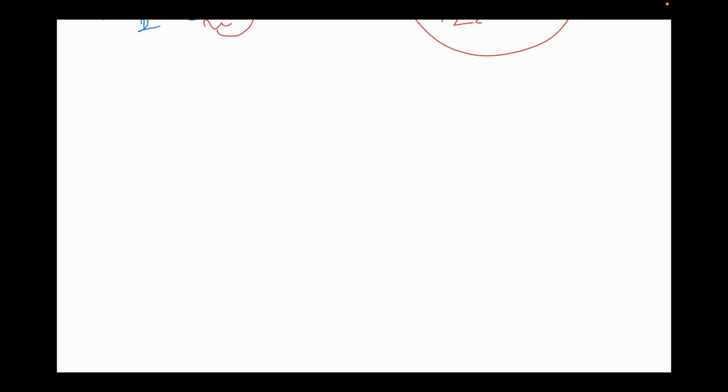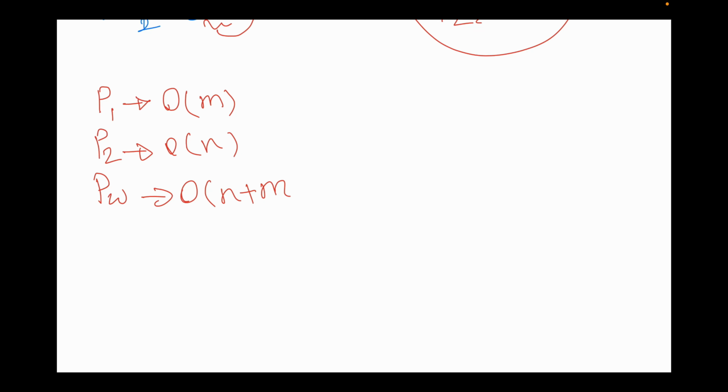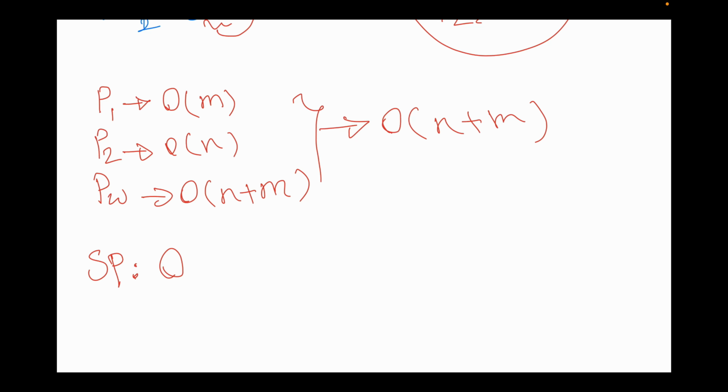Since we have 3 pointers, p1, p2, and pw, p1 is moving from m to 0. p2 is moving from n to 0, and pw is moving from n plus m to 0. So overall the time complexity is O of n plus m. And for space complexity, we have only these pointers and we don't have any extra space, so the space complexity is O of 1.